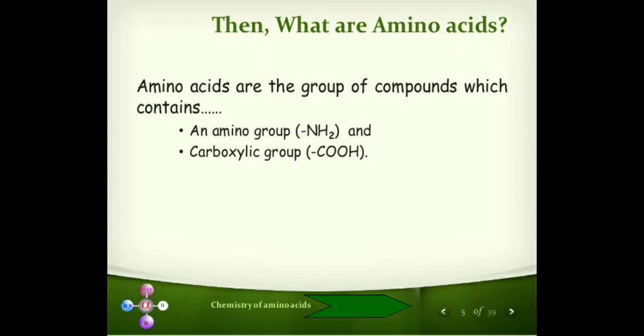As I already told, proteins are made up of different kinds of amino acids, of different lengths. And the question arises here: what are amino acids actually? And what constitutes an amino acid? So there are two functional groups that are present in an amino acid. One is the amino group and the other one is the carboxylic group. So in the next slide, I'll tell you more.